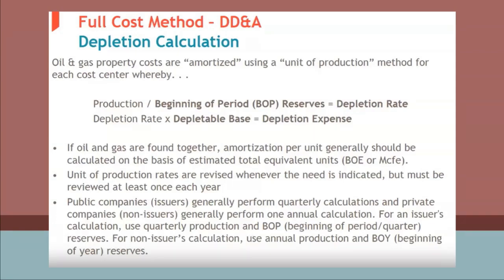Now, if oil and gas are found together, amortization per unit generally should be calculated on the basis of the estimated total equivalent units.